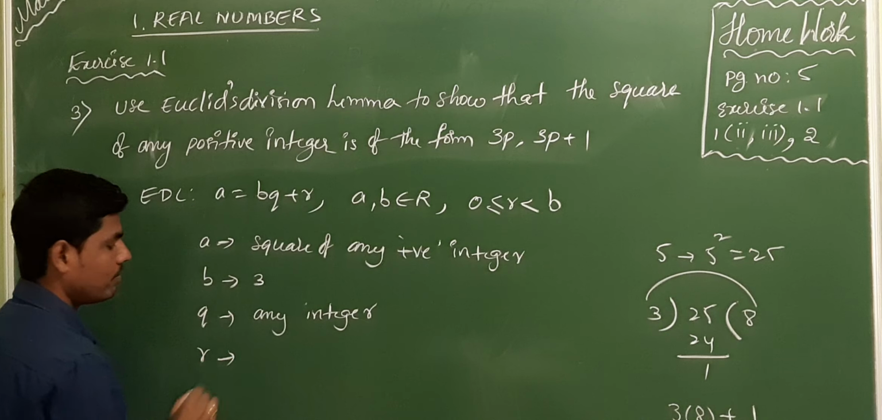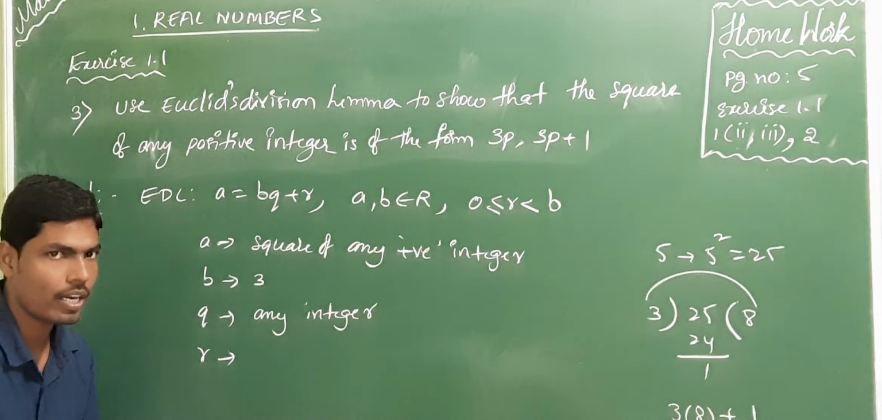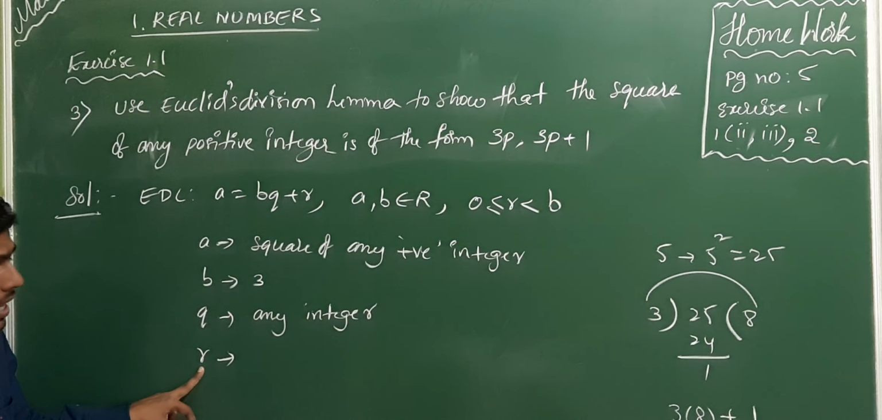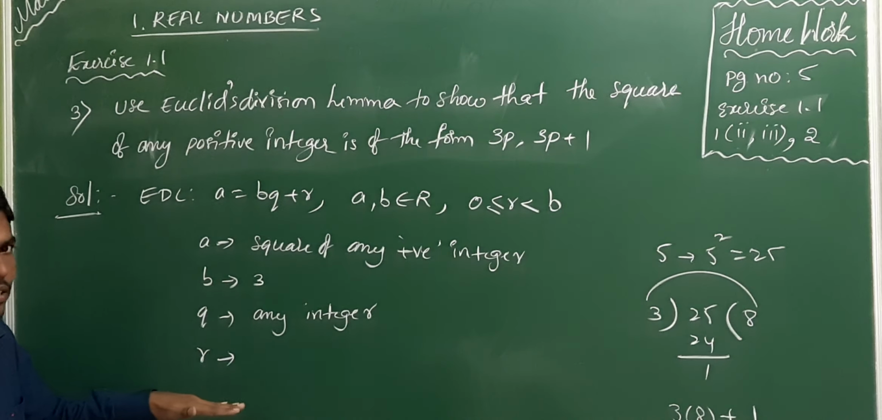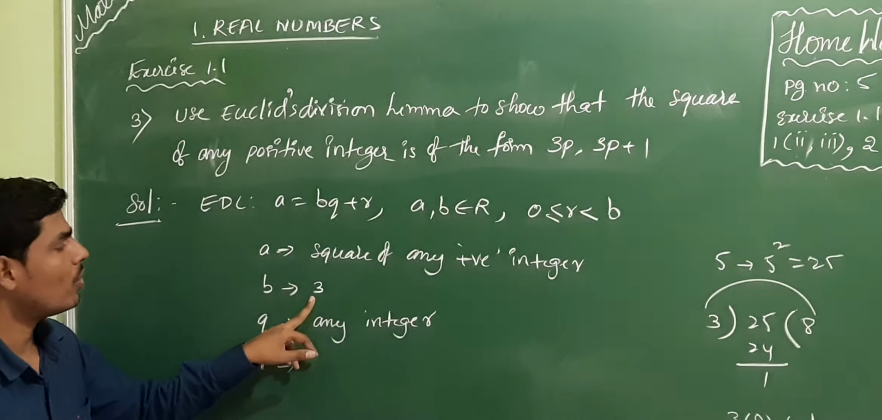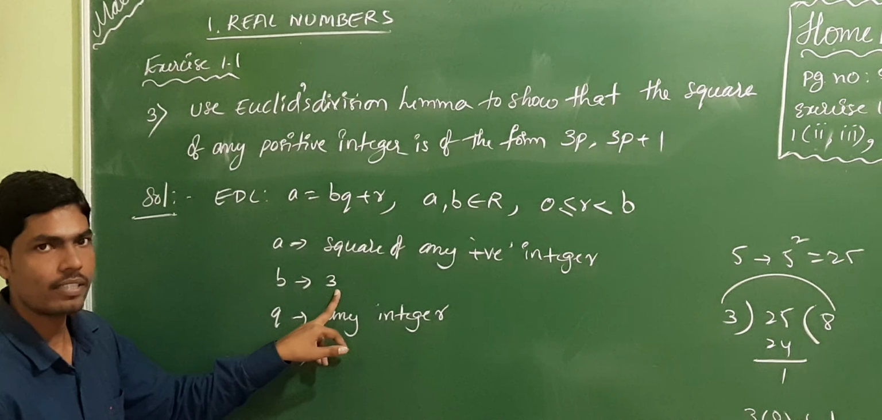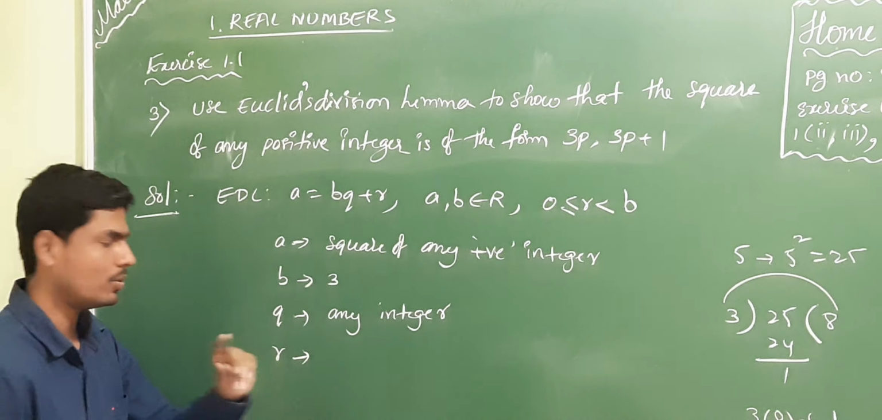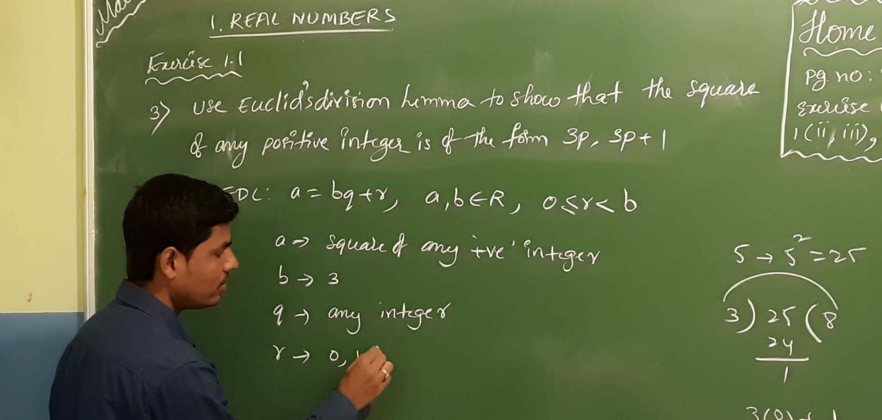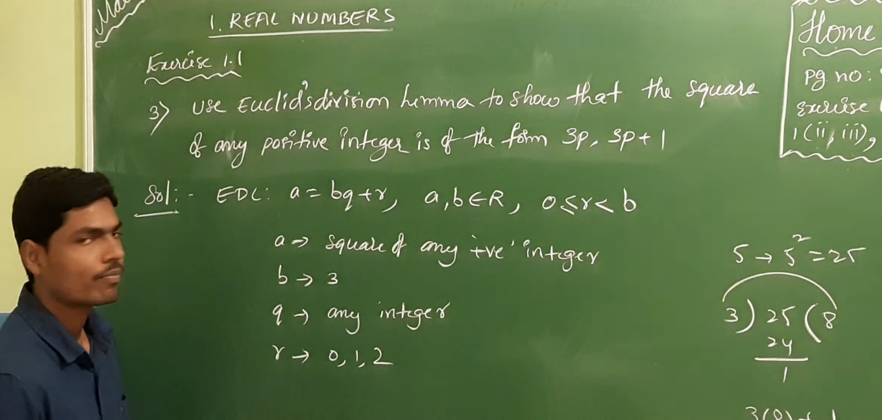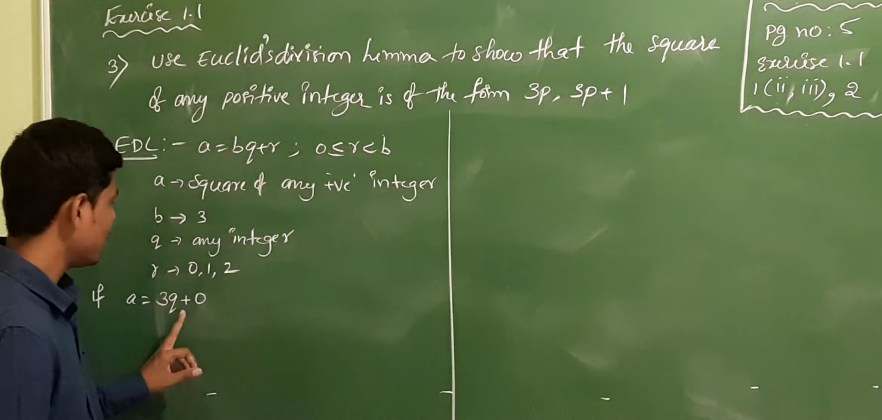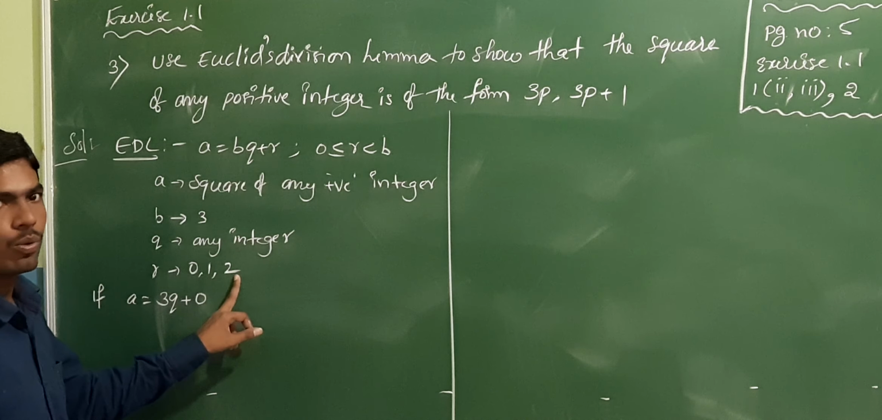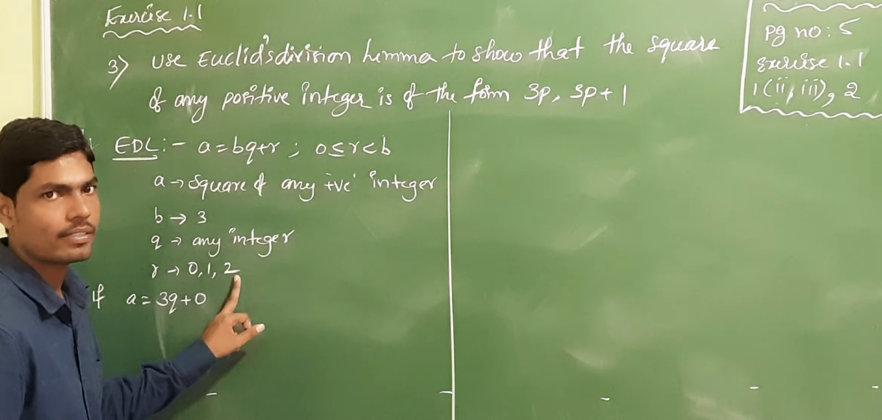Now the remainder. Yes, I think you got it already. Listen. The remainder depends on the divisor. That means it is less than the divisor. So what are the numbers less than 3? 0, 1, 2. Here 0, 1, 2 are the possible remainders.